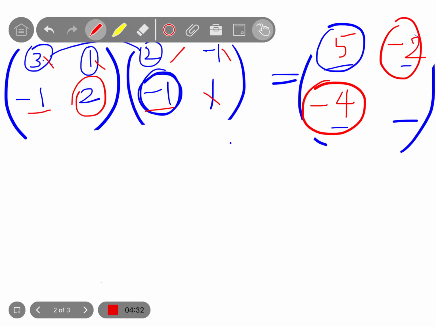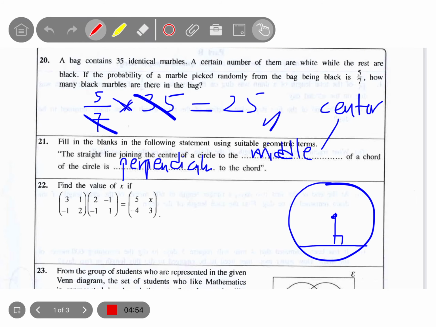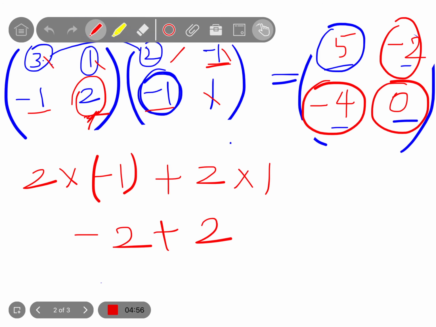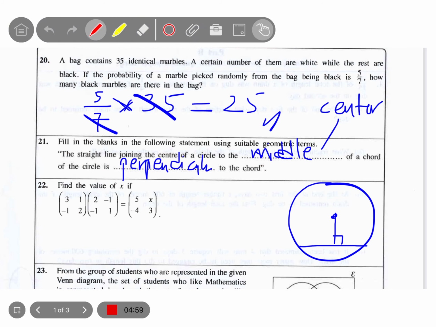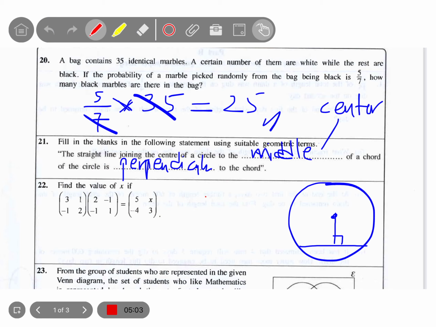Then the final value can be obtained by 2 times minus 1 plus 2 times 1. So this is minus 2 plus 2, which is 0. So 5, minus 2, minus 4, 0. Yeah, it matches up, right? So that is x is minus 2.